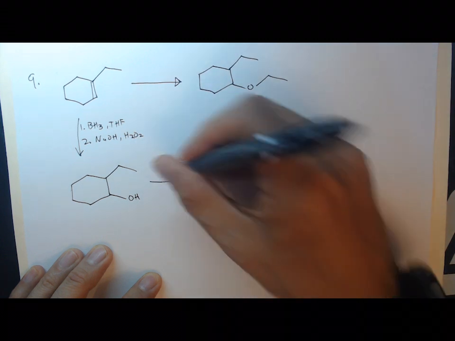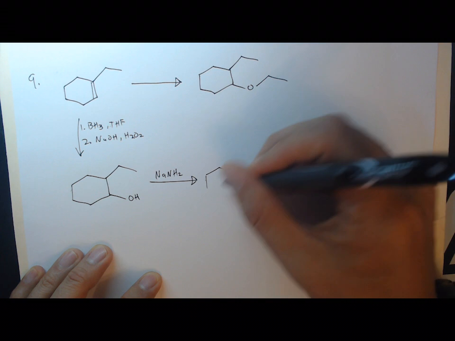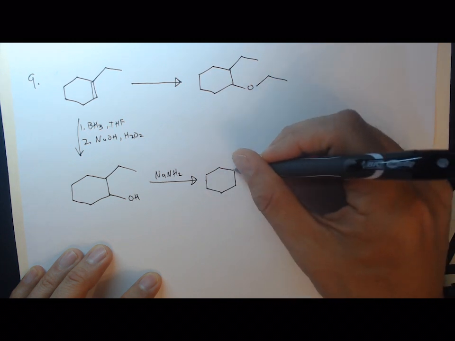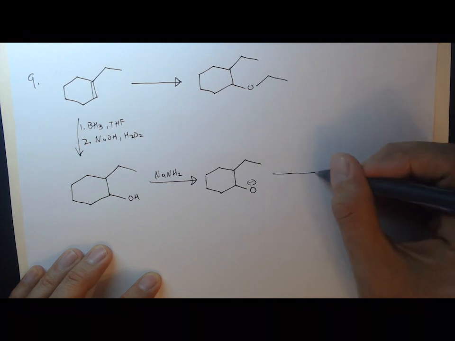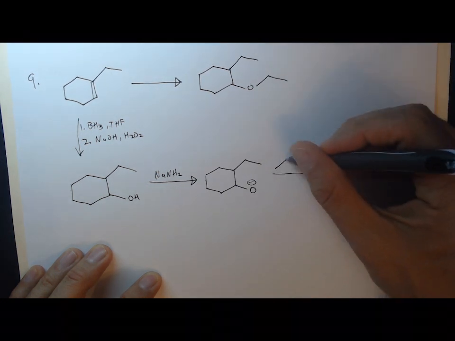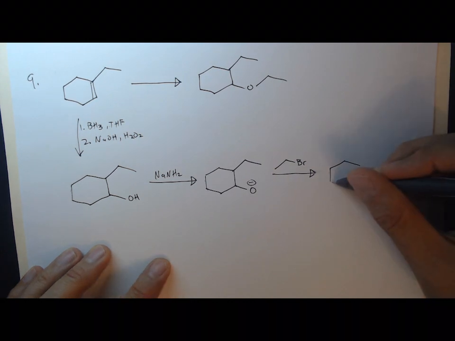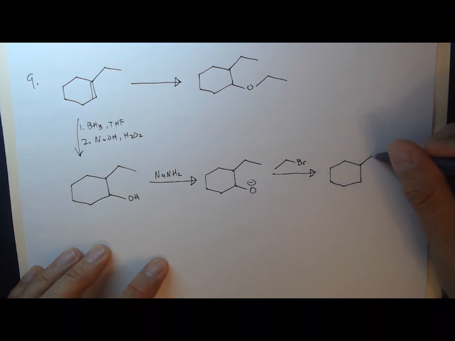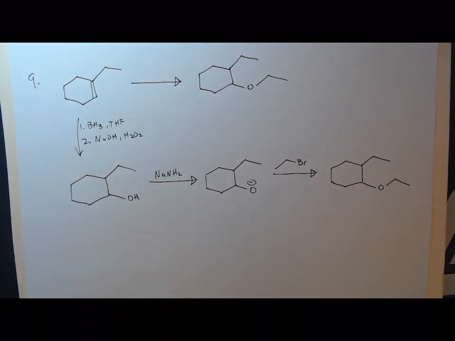Okay, you then deprotonate with NaNH2. This is a strong base that deprotonates a lot of different things. And then I'm going to go ahead and throw in the corresponding halide, and we now have the target. This last reaction here is the Williamson synthesis reaction, basically an application of SN2 to make an ether.